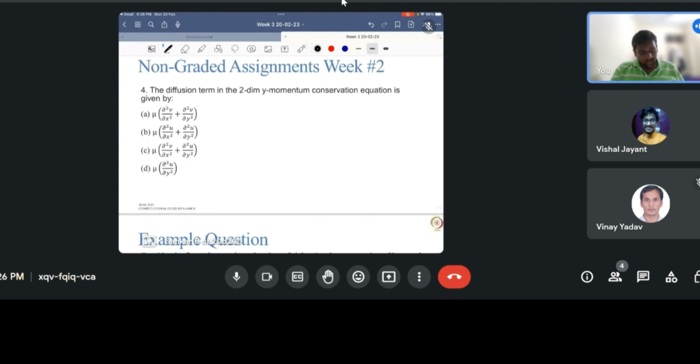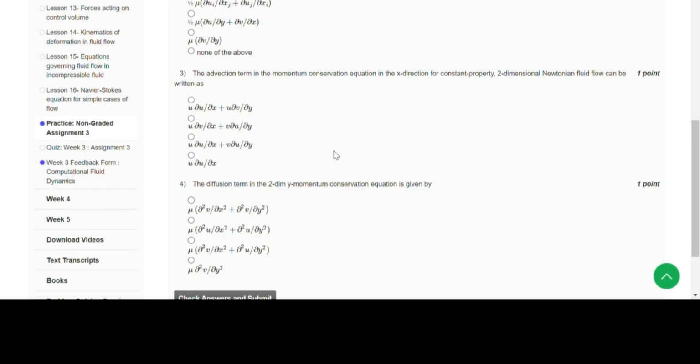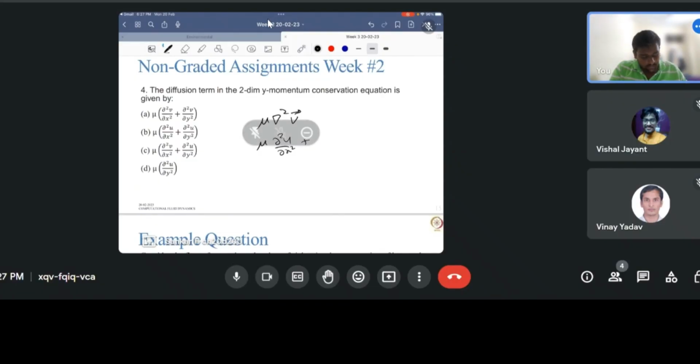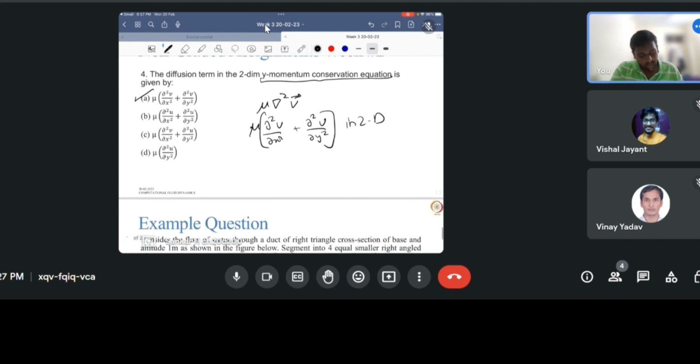Then the diffusion term in the two-dimensional y momentum equation is given by, it's basically mu times del square of vector v, and that is given by mu into dou square u by dou x square plus, excuse me, small mistake here. It's asked in the y momentum, so the y momentum conservation equation. So it's mu into dou square v by dou x square plus dou square v by dou y square in two dimensions. So option C would be the correct answer again. Dou square v by dou x square plus dou square v by dou y square. Option A would be the correct answer here.